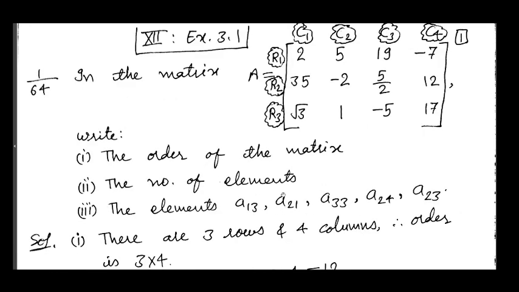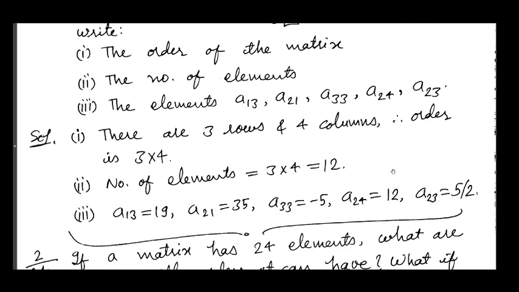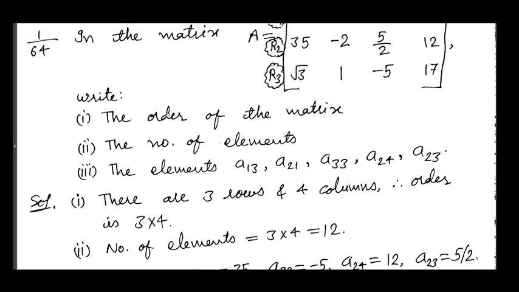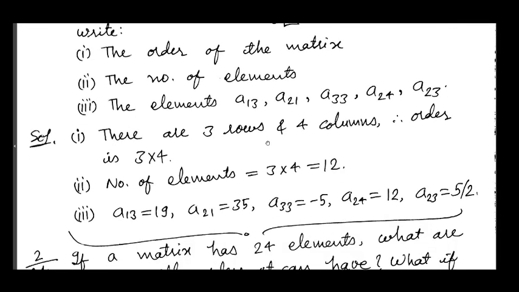Similarly, you can get A21, second row, first column, A21 is 35. A33, third row, third column, A33 would be minus 5. A24, second row, fourth column, A24 will be 12, and A23, second row, third column, A23 would be 5 over 2. Like that, you can get all these answers of question number 1.